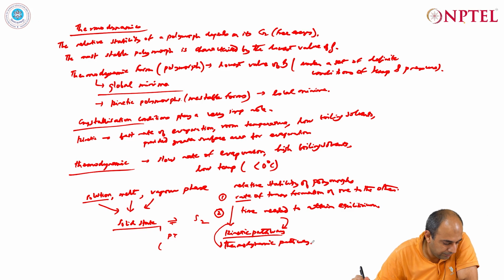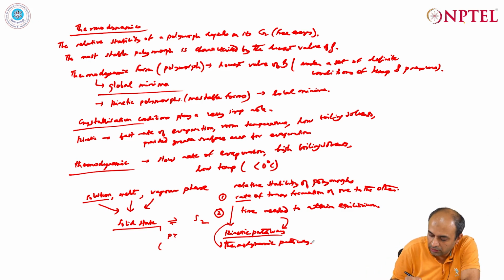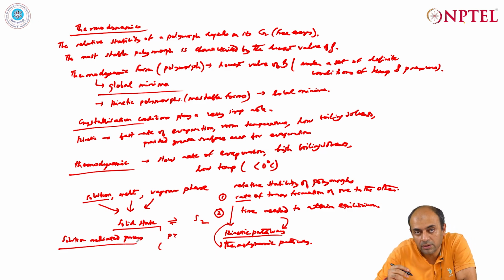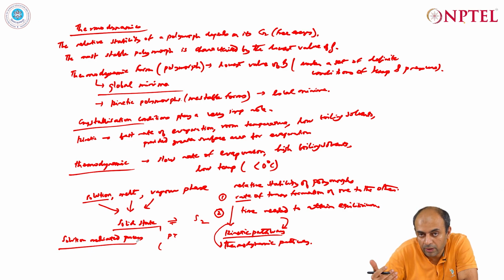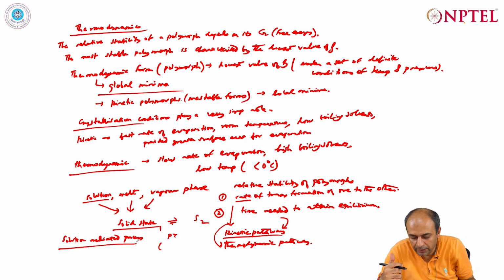So here something else plays a very important role. You can actually achieve transformation of one polymorph to another using a solution mediated process. So there is a tendency that when you dissolve a particular polymorph in solution, it will convert into the more stable polymorph assisted by the solvent in which you have dissolved the polymorph, and this solution mediated process plays a very important role.